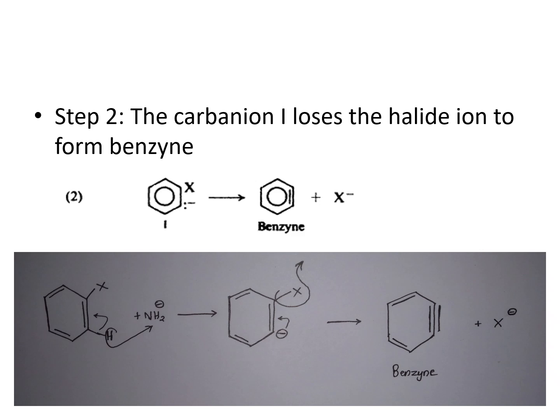The second step of elimination is that the carbanion 1 formed in the first step loses the halide ion to form benzyne. The halogen leaves as X minus by taking its electron pair, and this drawing shows it clearly. So this X is leaving as X minus. Now at the ortho position there is a carbon with a lone pair of electrons. That carbon shares that electron pair with the carbon from which the X is leaving. That leads to the formation of benzyne.